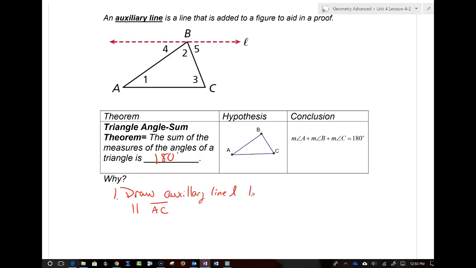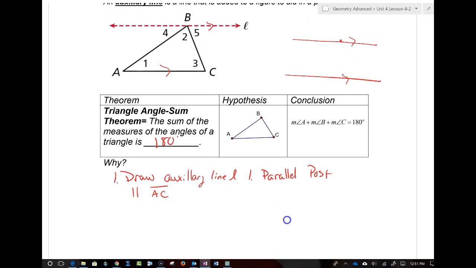Now, why can I do this? Do you remember the parallel postulate? The parallel postulate says that if I have a point not on a line, how many lines go through that point that are parallel to your first line? Only what? Only one. So I strategically chose to draw my auxiliary line so it was parallel to one side of my triangle at a vertex. So I was really strategic where I put it.